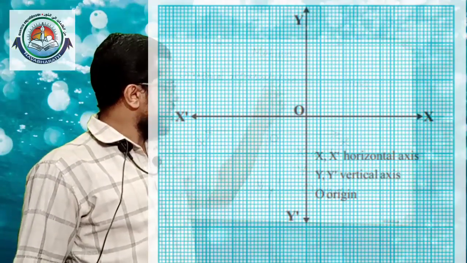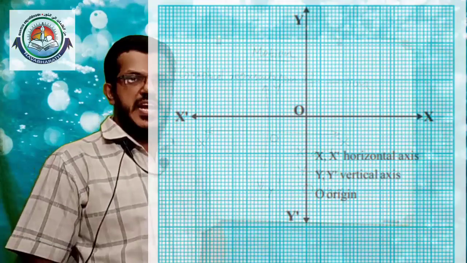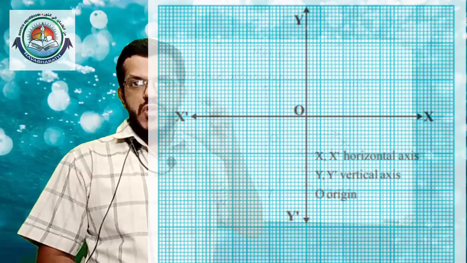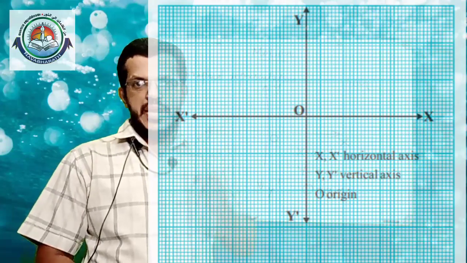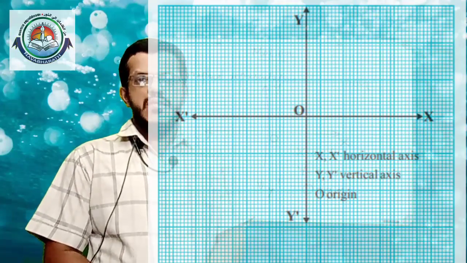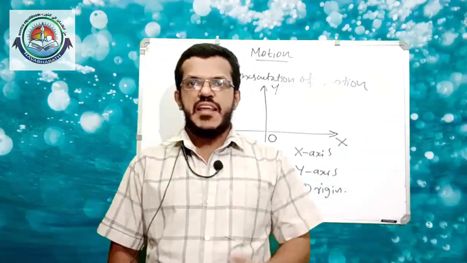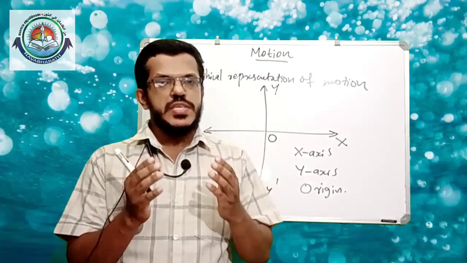OY is taken as positive and OY dash is taken as negative value. These are the basic facts you have to understand from a graph. Okay, then what is the use of a graph? We can depict the relation between quantities using a graph.